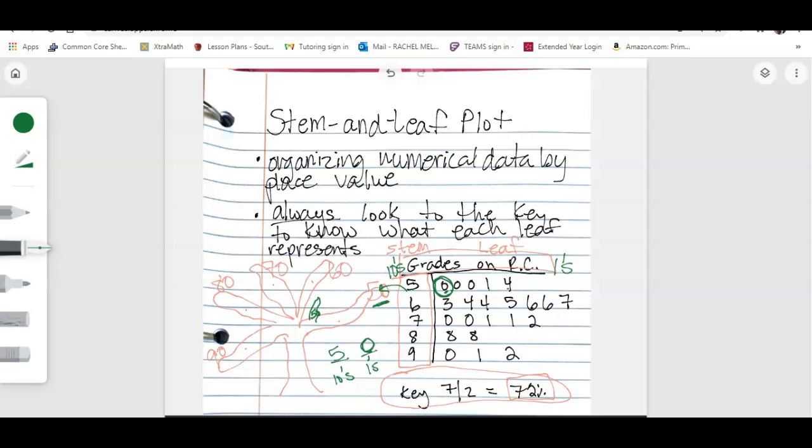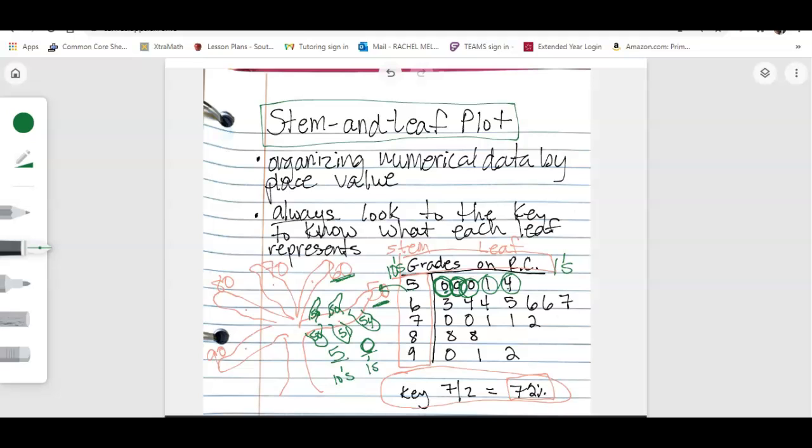Then I see that I have another leaf that's 50 and a third leaf that's 50. Then I have one that's 51, and finally one that's 54. I'm only drawing this tree right now just to represent why it's called a stem and leaf plot. We're not going to draw the tree every time, but I want you to understand where this is coming from. So now we're going to go to the 60s tree limb.